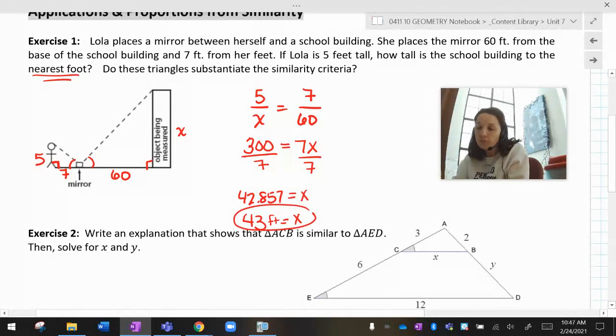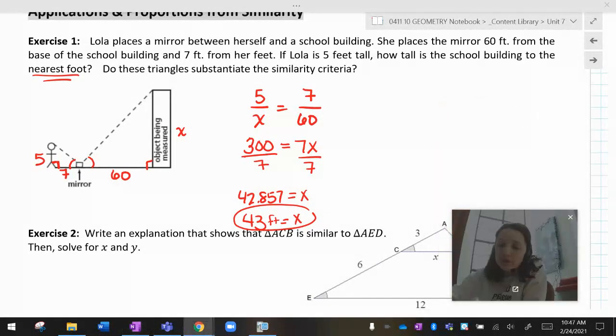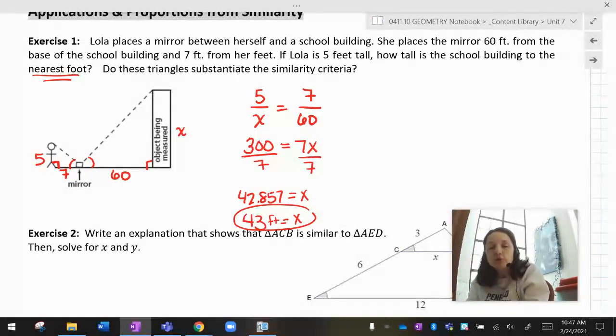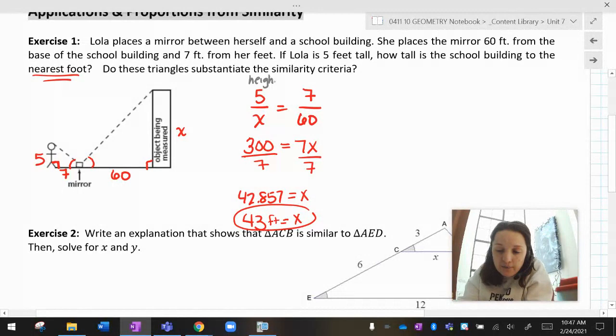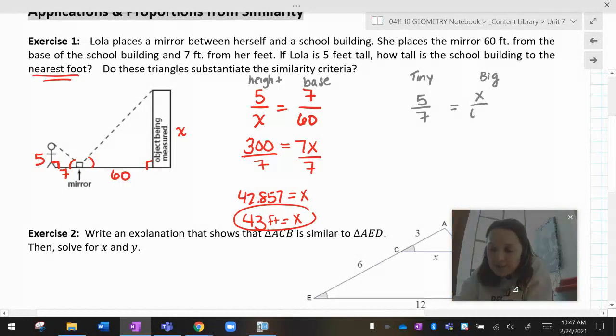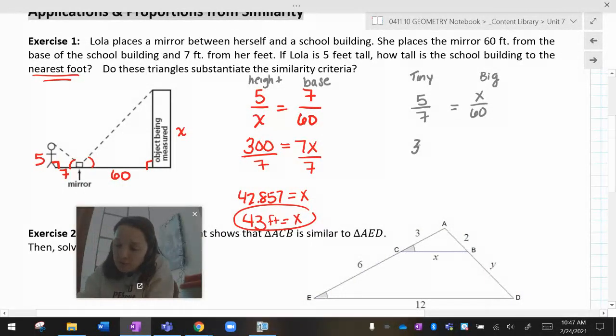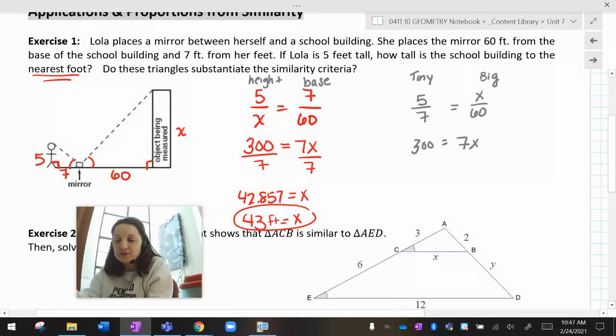Ta-da! There you go. Now, one other thing: when you're solving proportions, you can set them up in many different ways. When I set this one up, I did height to height versus base to base. I could also have done it as tiny triangle and big triangle. In the tiny triangle, the height is 5, the base is 7. In the big triangle, the height is x, the base is 60. When I cross multiply, 5 times 60 is 300, 7 times x is 7x, I end up in the same position I was before.